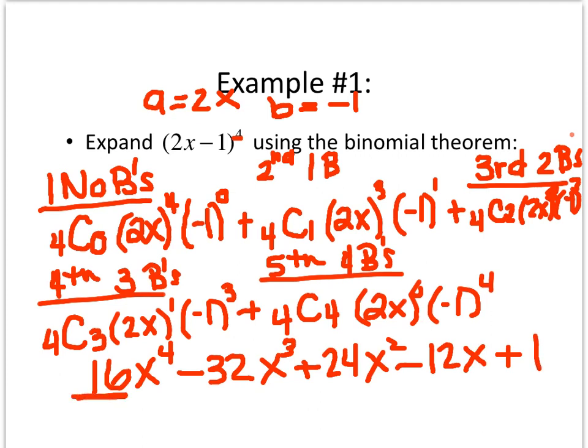You may be wondering why this first one has a coefficient of 16 and not 1, and that's because my a value had a constant with it. If it didn't have a constant with it, it would just end up being x to the 4th. But we have to take our a value and raise that to the 4th. So that is why we have a coefficient with our first term.